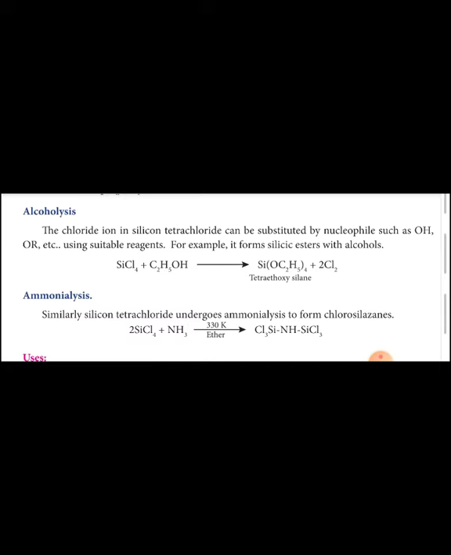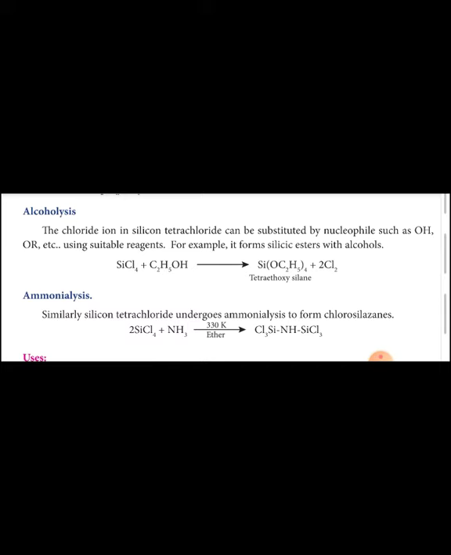Here the nucleophile groups, OH group, OR group, are all suitable reagents. So when it is treated with ethanol, it forms tetraethoxysilane. The ethoxy formula is OC2H5, four times here. So tetraethoxysilane plus Cl2. So the chloride ion in silicon tetrachloride can be substituted by nucleophiles such as OH, OR, etc. using suitable reagents. It forms silicic ester with alcohols.